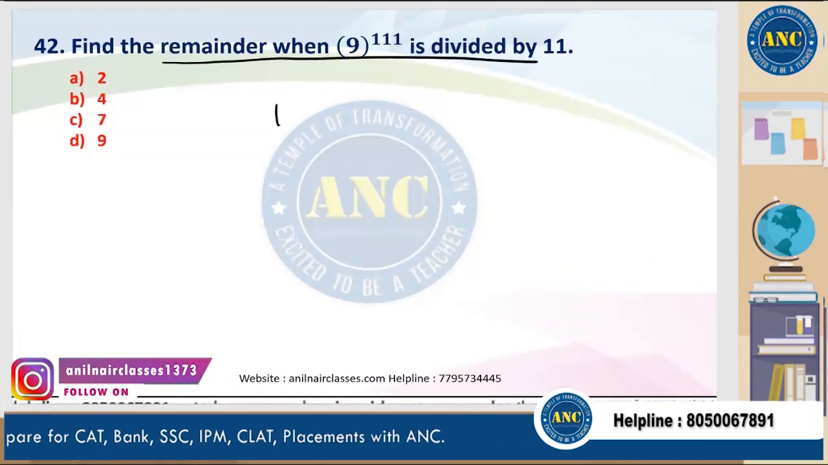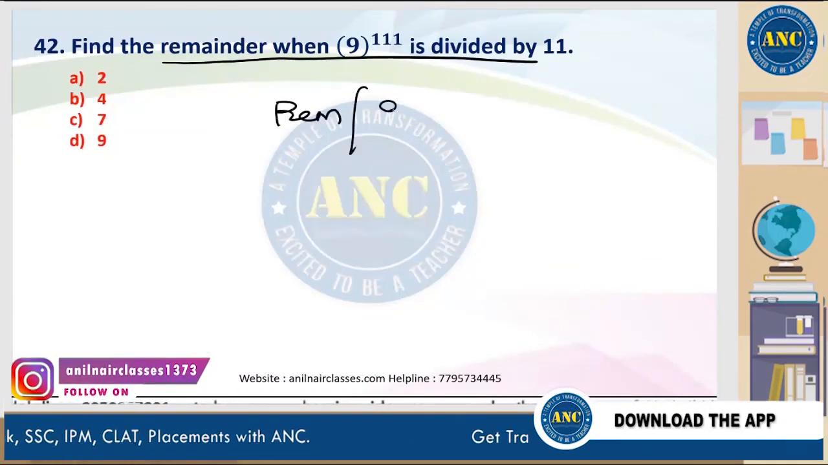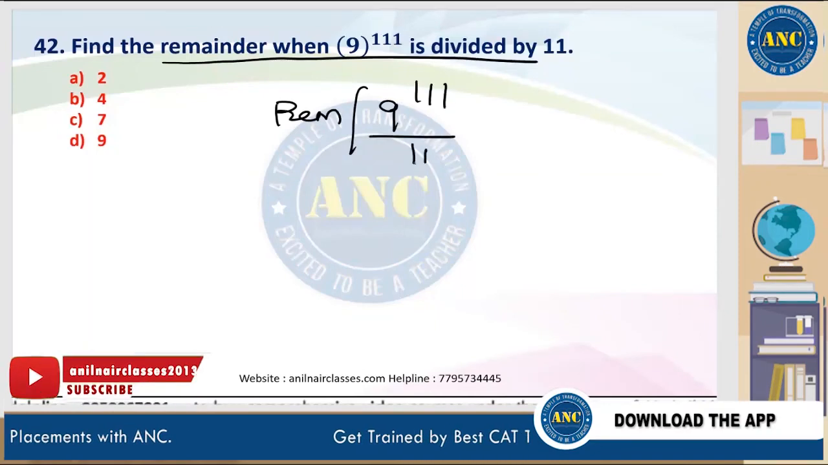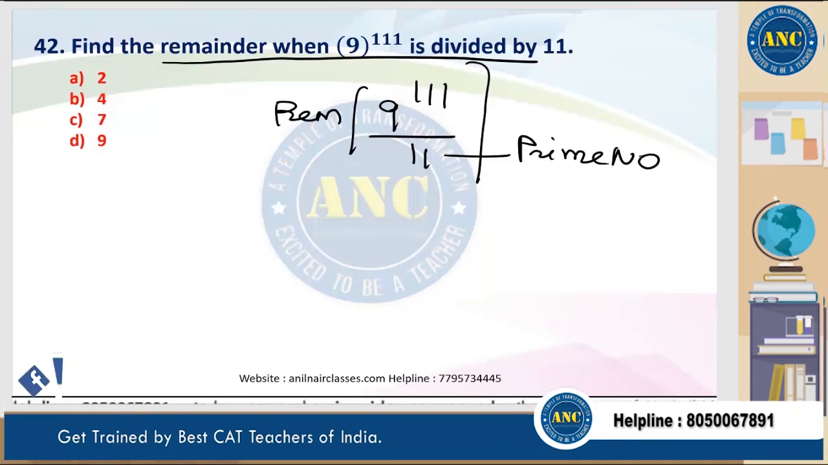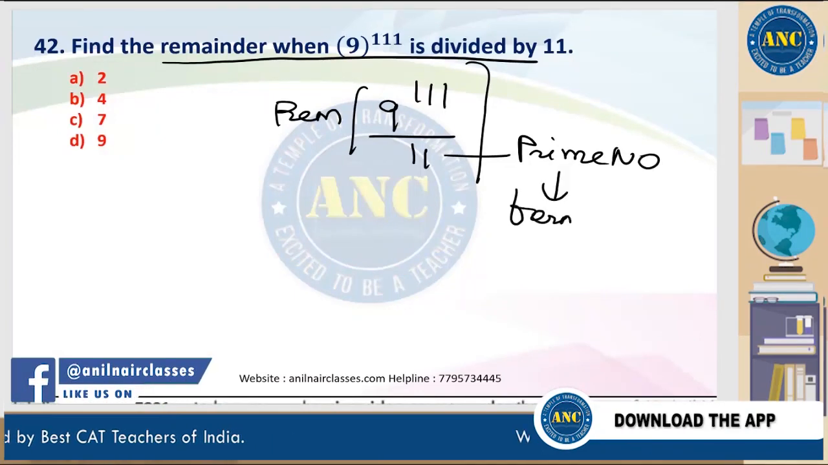Now application. First one. Find the remainder when 9 power 1111 is divided by 11. 11 is a prime number. If it is a prime number, you can use Fermat's theorem.